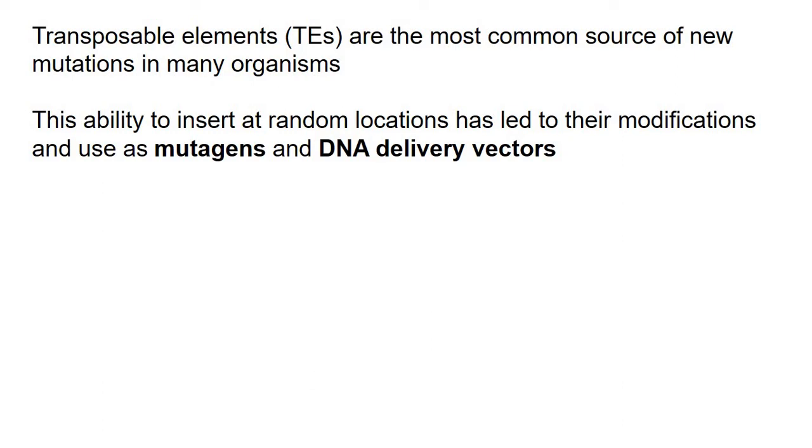These transposable elements can insert themselves at random locations, because what we know right now is that there is no specific DNA sequence required for transposable elements to insert into a new position. Since it's almost random insertion, these can be used as mutagens or DNA delivery vectors. And that's a very common way of making transgenic animals, by using transposable elements as DNA delivery vectors.